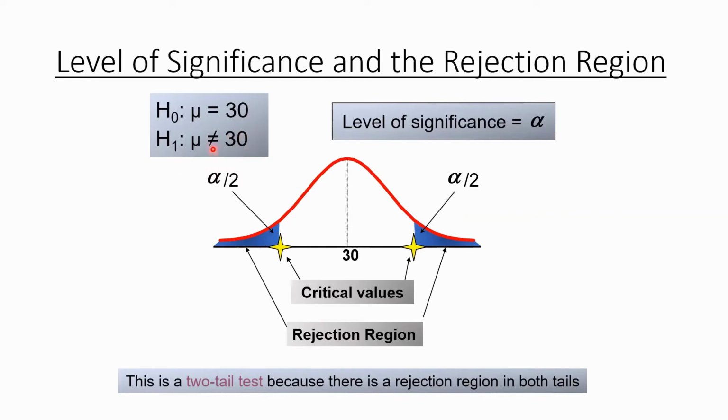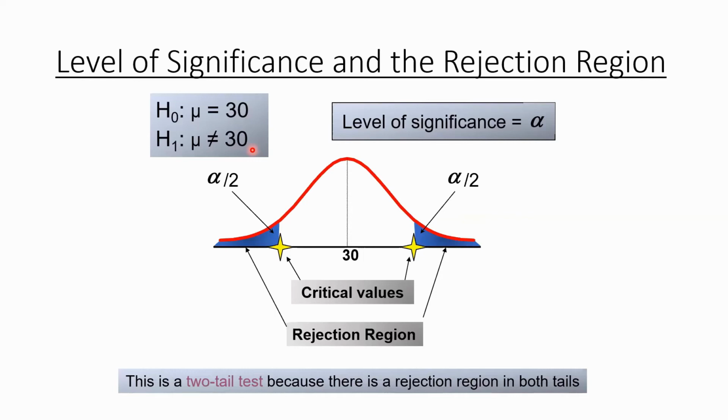Now what does that mean? If mu is not equal to 30, there can be only two options. Either mu is less than 30 or mu can be greater than 30. So from that you understand, when you look at your alternative hypothesis, okay, this is a two-tailed test because it says mu is not equal to 30, then you understand it can have either mu less than 30 or mu greater than 30. From that, you know this is a two-tailed test.